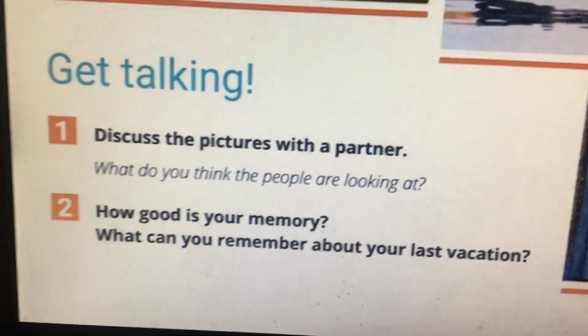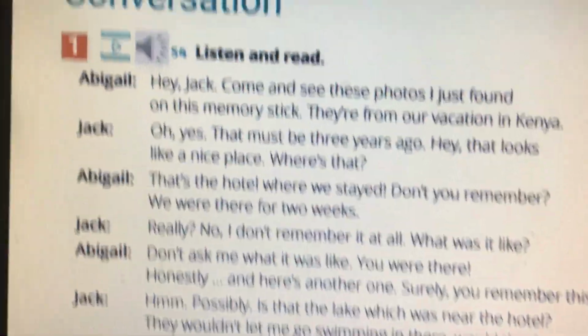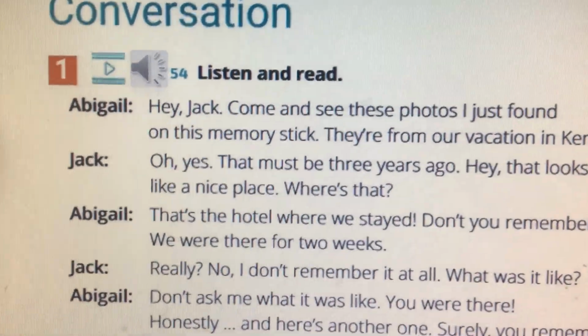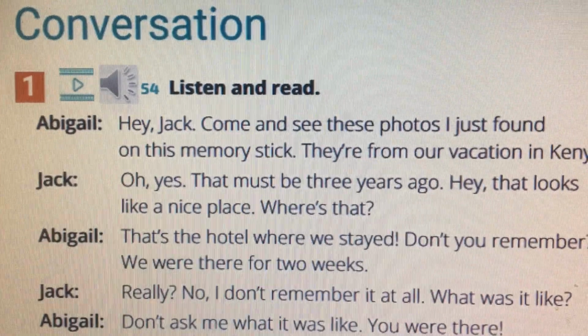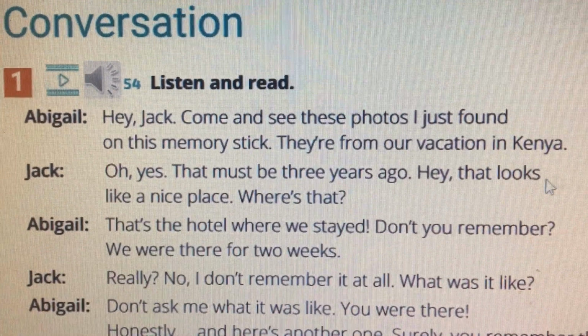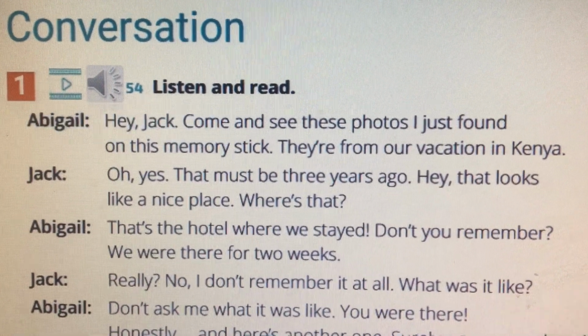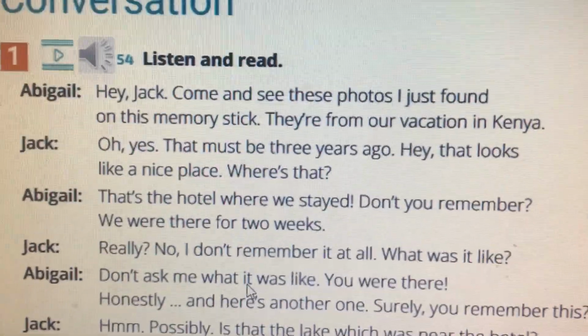Okay, let's go to the next page and listen to the conversation between Abigail and Jack. Unit 7, page 44, conversation.